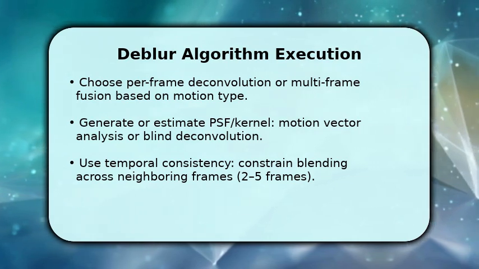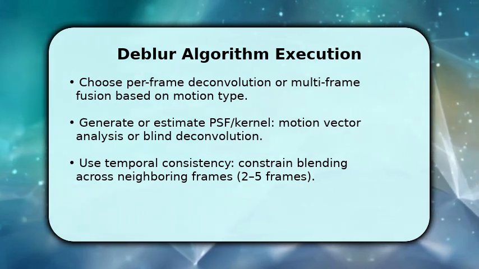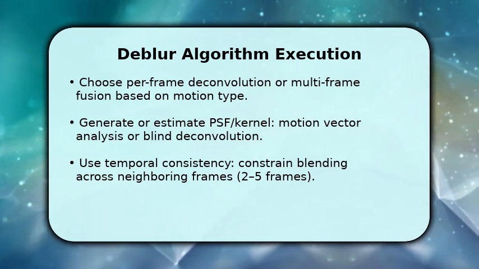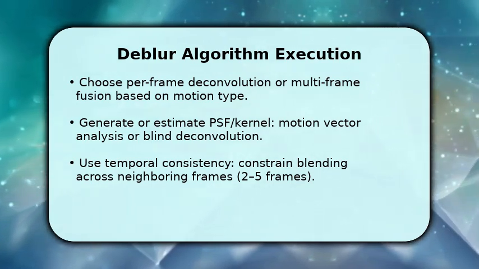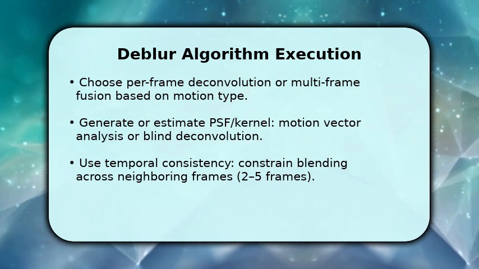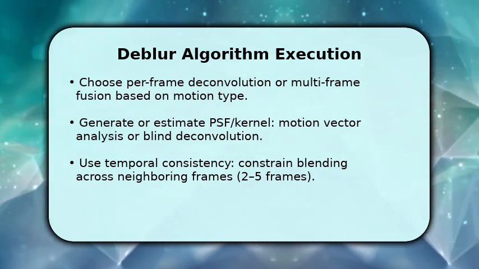Then enforce temporal consistency by blending results across a small window of frames to avoid flicker, and iterate with conservative regularization, so edges improve while noise stays controlled.